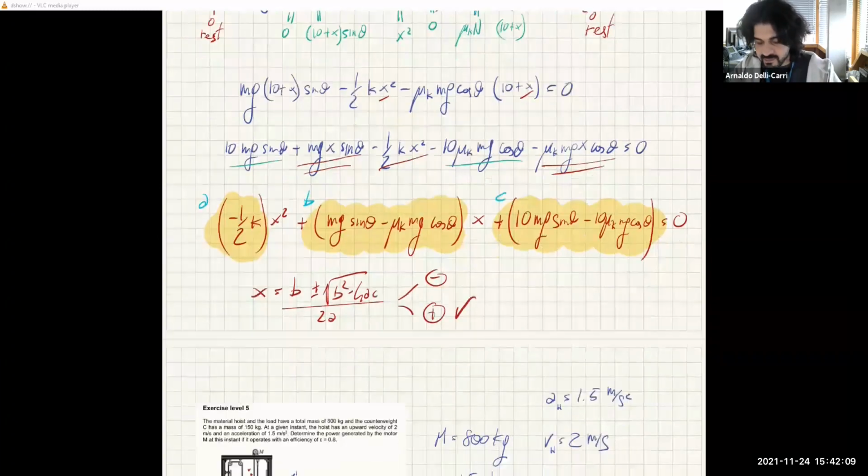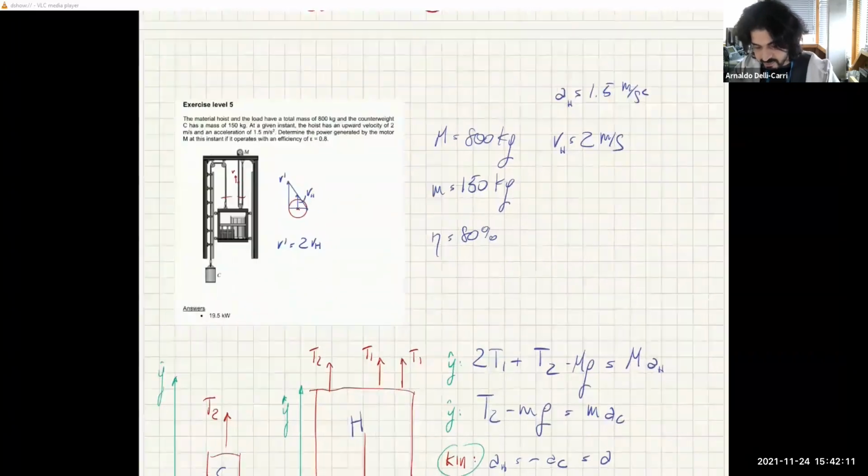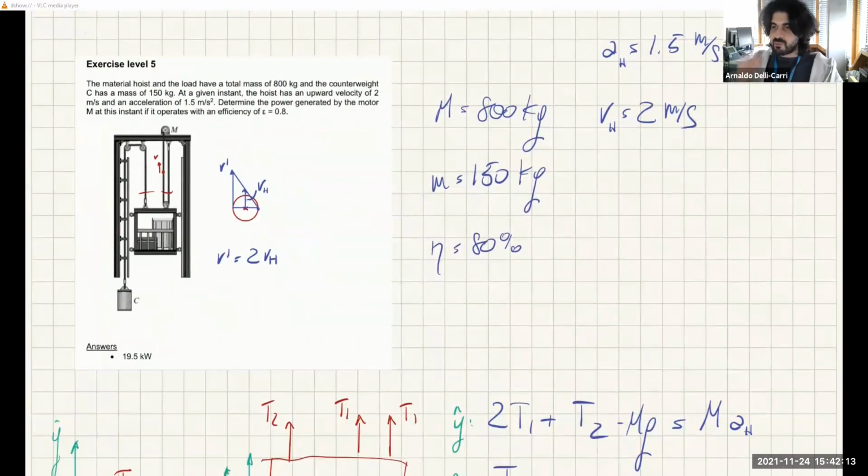Okay, now for the exercise level 5, I solved it already earlier because I didn't think there would be enough time. There is enough time, but let's go through the solution together. So we have a material hoist and the load, so this thing here, have a total mass of 800 kilograms, and the counterweight C has a mass of 150 kilograms. At a given instant, the hoist has an upward velocity of 2 meters per second and an acceleration of 1.5 meters per second. So put all the information here.